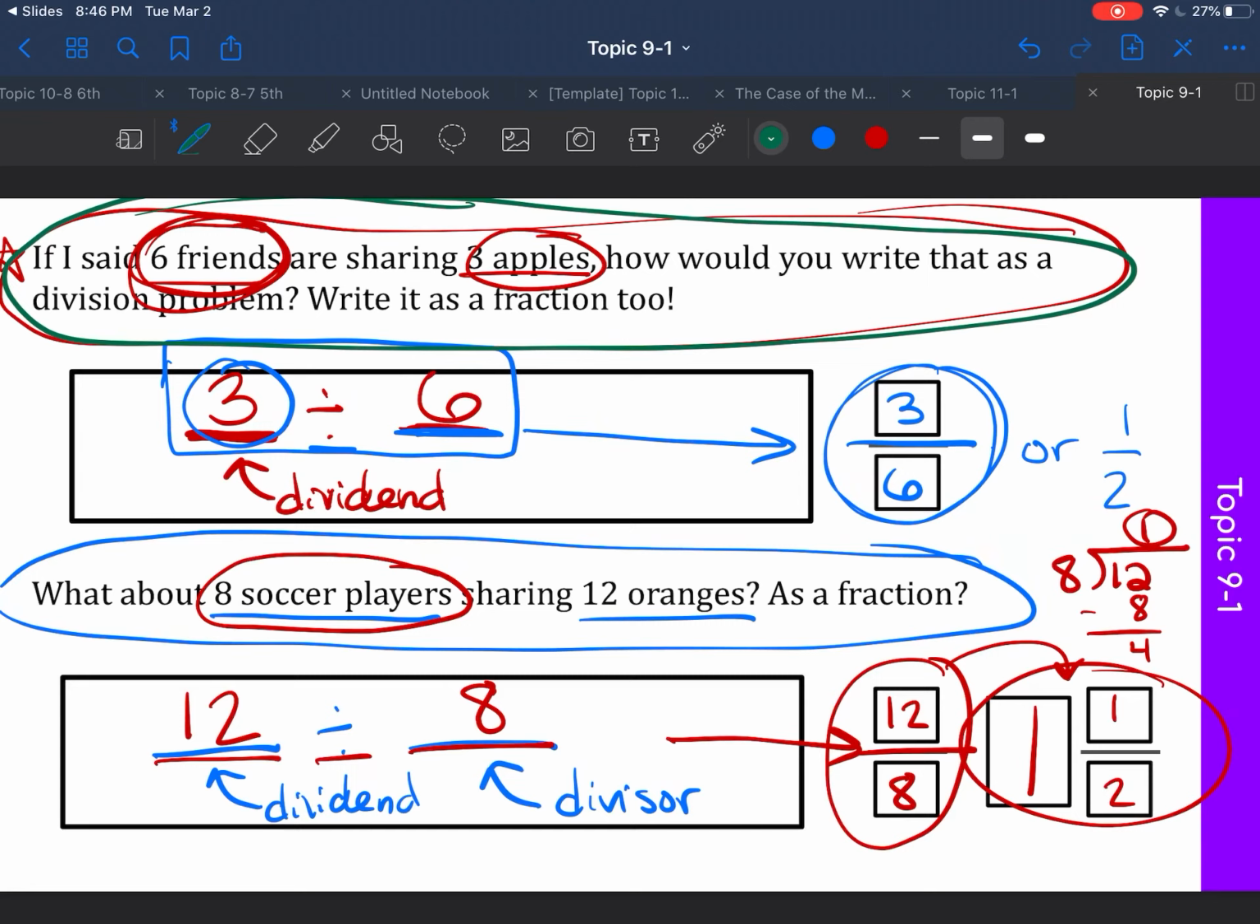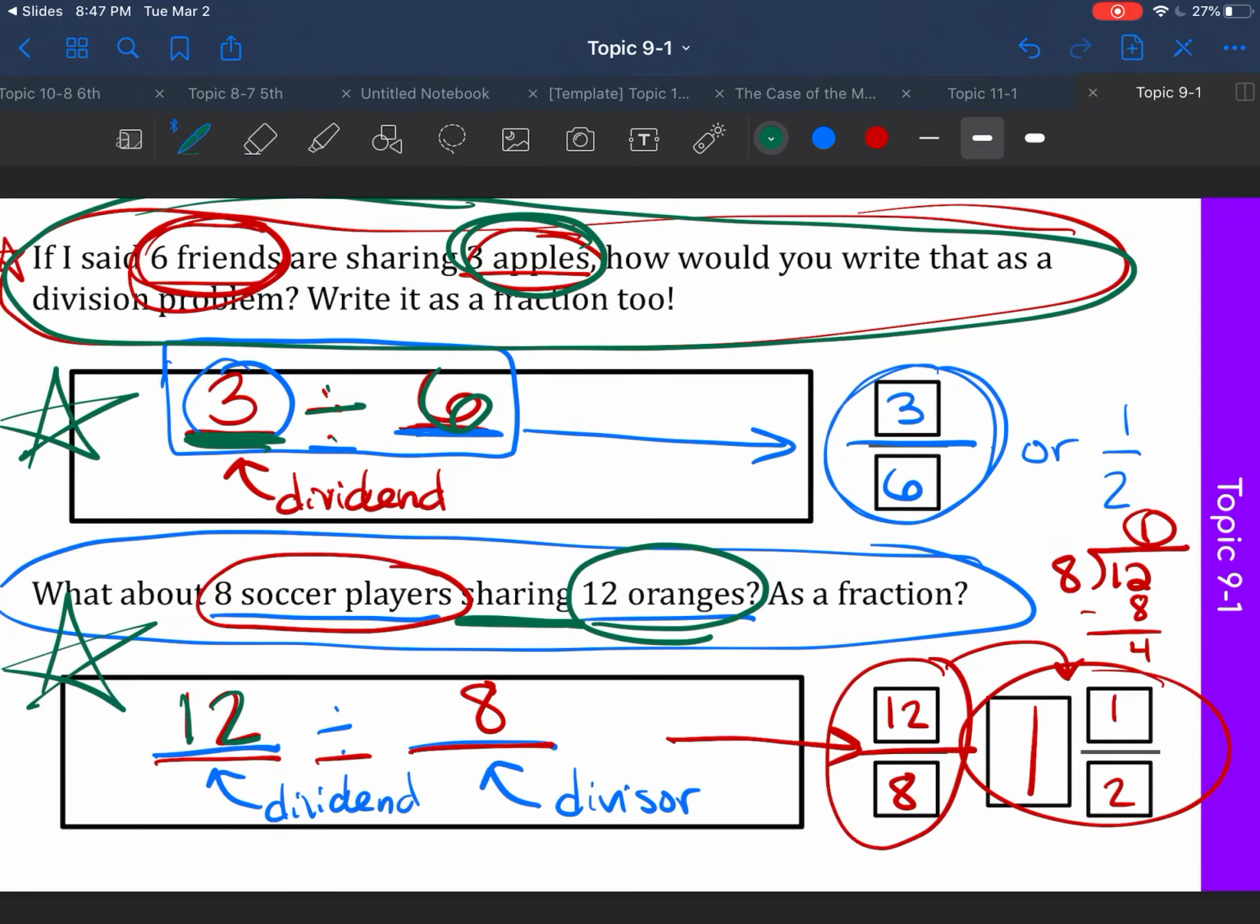And then you'll also be getting some scenarios. For these scenarios, it's really important to decide that the first number in your division problem, the dividend, is what you're starting with, what you're sharing. In the first example, they were starting with 3 apples and dividing them between 6 people. In this example, they are starting with 12 oranges and dividing them among 8 people. The apples and the oranges need to come first because you can't split people. You need to split the fruits among the people.